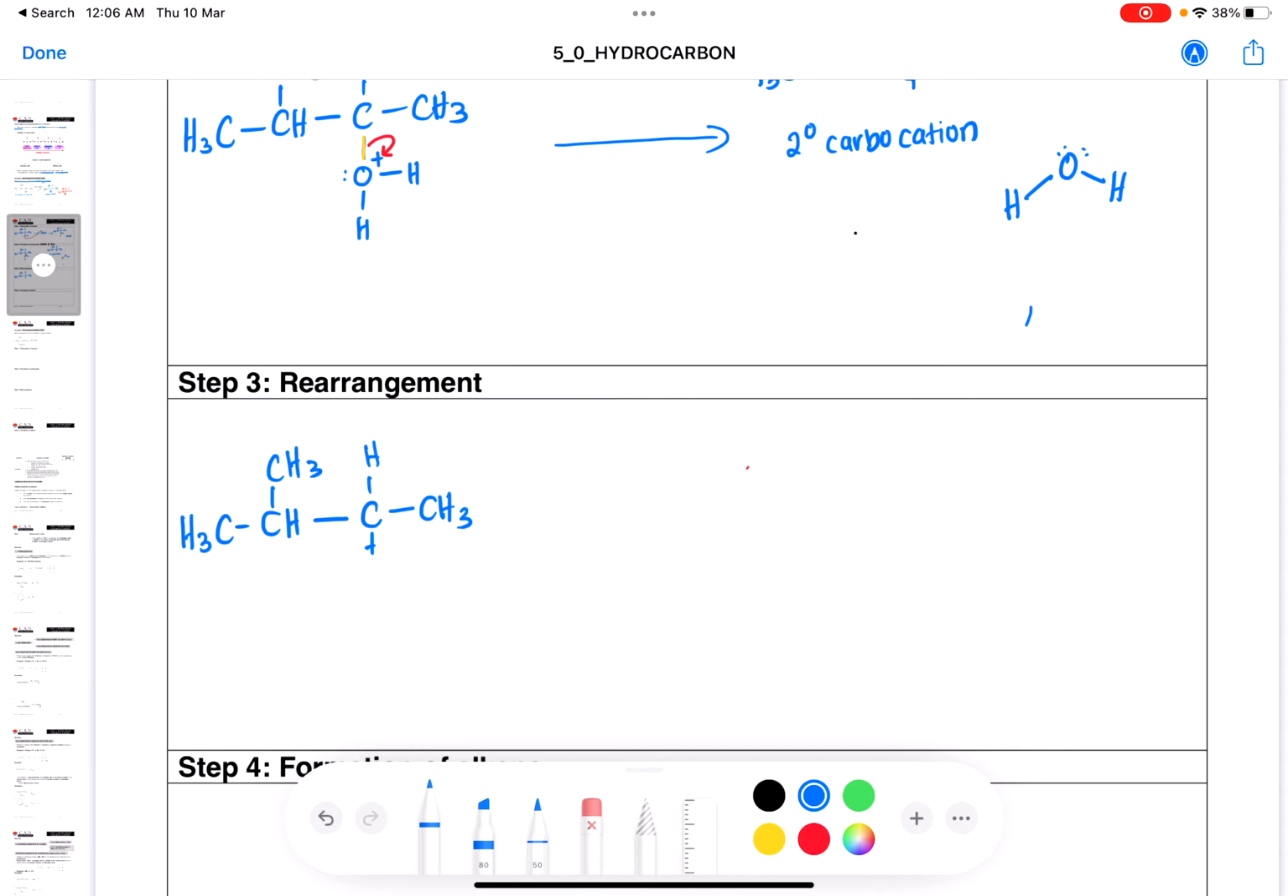Okay, in this case, I better open this. So this will undergo a 1,2 hydride shift. So what is it now? What will happen?